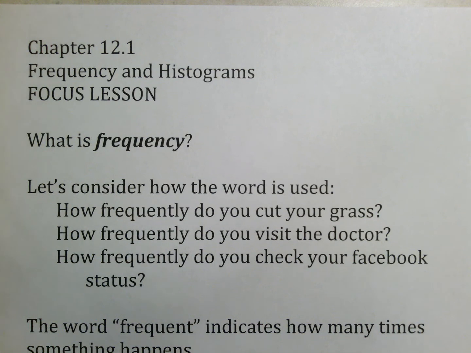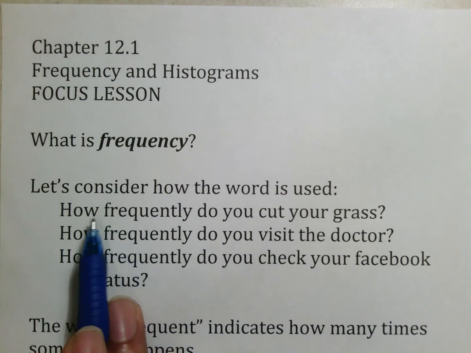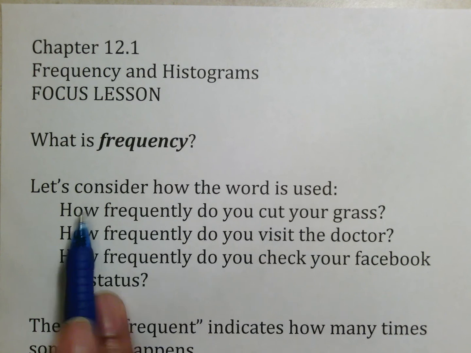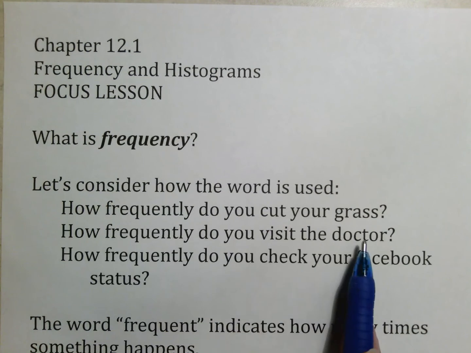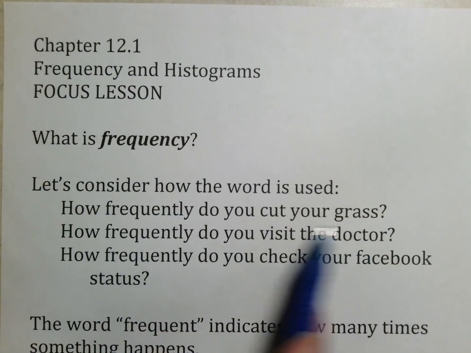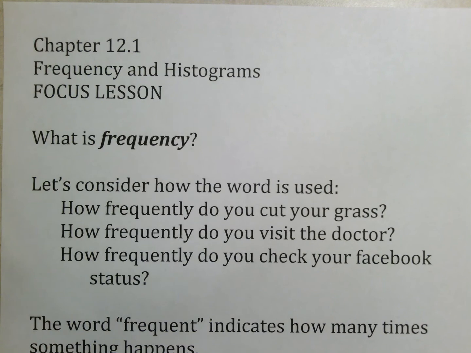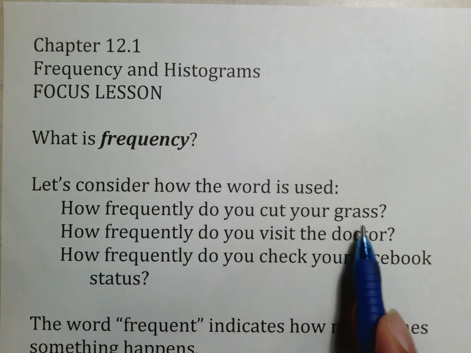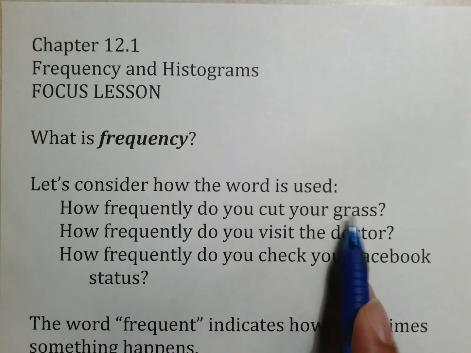So thinking about the word frequency, they usually say, how frequently do you cut your grass? How frequently do you visit the doctor? How frequently do you check your Facebook status? There are different frequencies in all those. For example, people don't typically cut their grass but maybe once a week. So you'd say once every 7 days or so. How frequently do you visit the doctor? Definitely not once every 7 days unless something's wrong. That's usually once every 6 months. For some people, it's once a year. For some people like me, it's once every 10 years. But whatever it is, that is also a frequency.